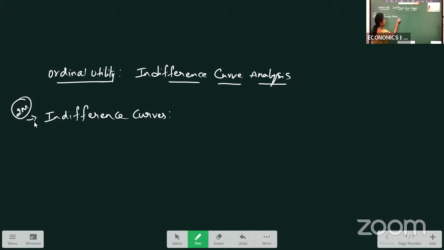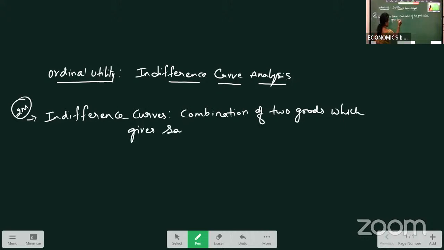So indifference curves are nothing but curves which show combinations of two goods which give the same level of satisfaction. The combination of two goods which gives the same level of satisfaction is called an indifference curve. I will draw the graph, try to understand this.